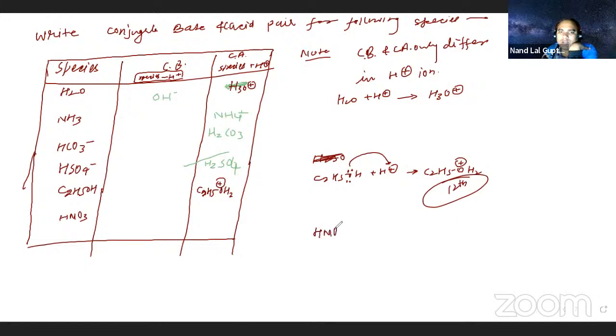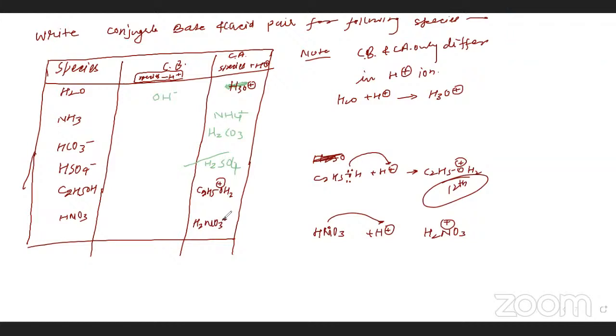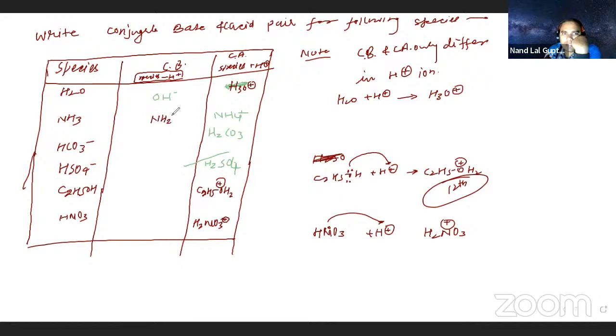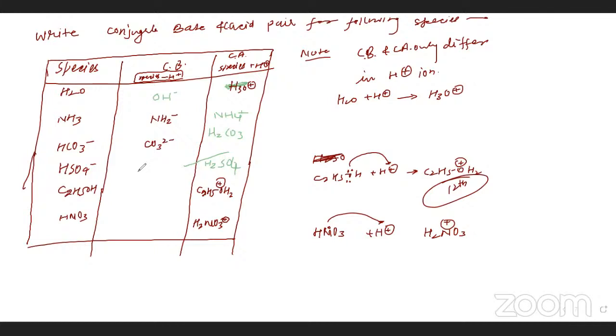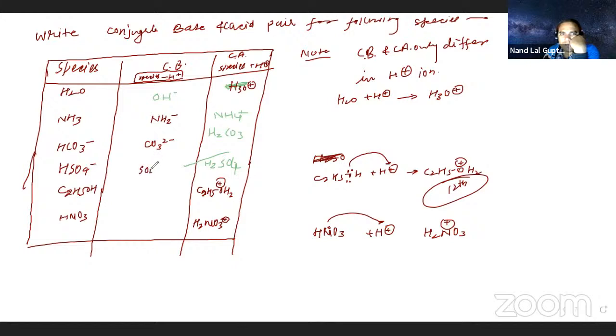HNO3: here a lone pair of electrons is there. If you add H plus, it will accept the H plus, so it becomes H2NO3 positive charge. For the conjugate base, you remove one hydrogen: NH2 minus. Here is CO3 2 minus. Here is SO4 2 minus. Here is C2H5O minus and NO3 minus.